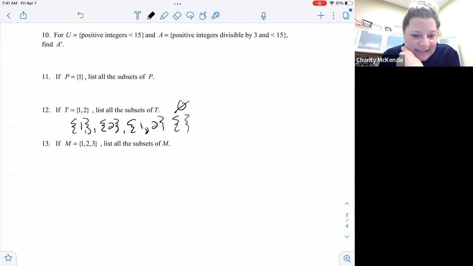Okay, number 13. List all the subsets of this one. This one has 3 numbers, so I'm just going to say them. I could have 1, 2, 3. I could have the empty set. Got those 2. I could have a set of just 1, a set of just 2, a set of just 3. I could have a set of 1 and 2, a set of 2 and 3, a set of 1 and 3. Too lazy to list them all out, but that's what it could be on 13.